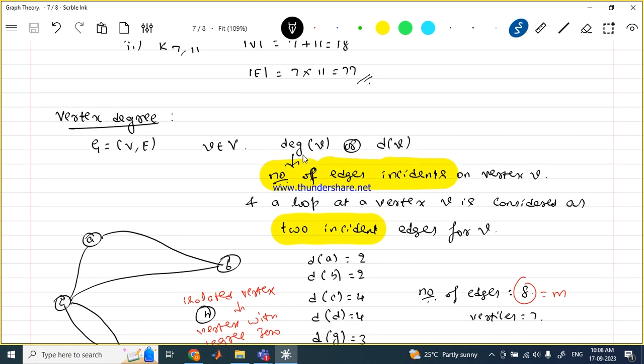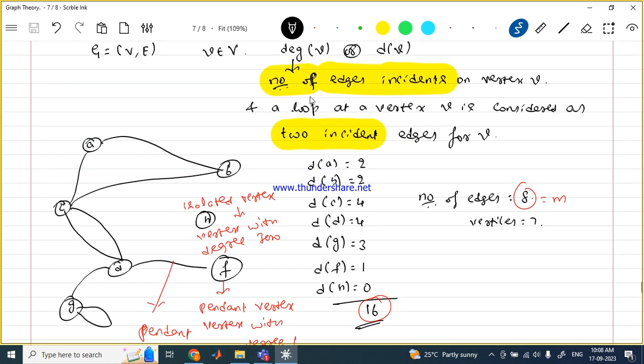Yeah, so now we were discussing vertex degree. On vertex degree, the number of edges incident on the vertex V gives the degree of the vertex, and if there is a loop incident on the vertex, then that loop gives a contribution of 2 to the degree of the vertex. But if I am counting the edge, it is counted only once. So this is one edge, but this is giving the contribution of 2 to the degree of this vertex.